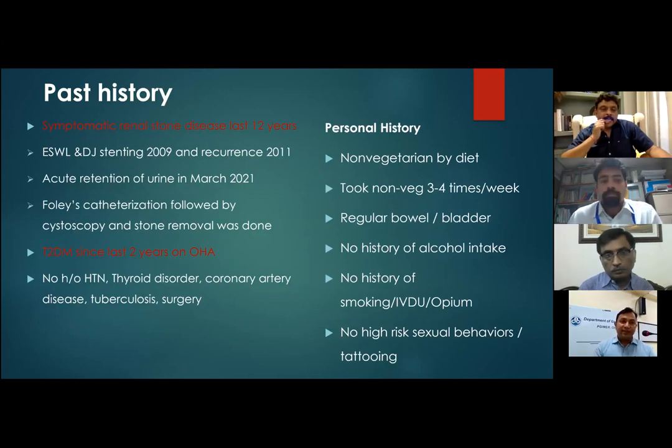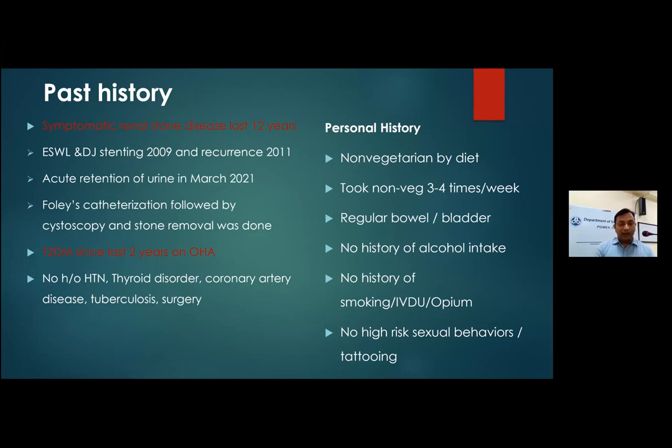On his relevant past history, he has had symptomatic renal stone disease for the last 12 years. For that, he underwent extracorporeal shockwave lithotripsy and DJ stenting in 2009. Then there was recurrence of the same symptoms in 2011 and he underwent a repeat procedure in 2011. Subsequently, he was asymptomatic for the last 10 years. Then he developed acute retention of urine in March 2021. At that time he was admitted to a private hospital where Foley's catheterization was done, followed by cystoscopy and stone removal. He is also diabetic for the last 2 years.